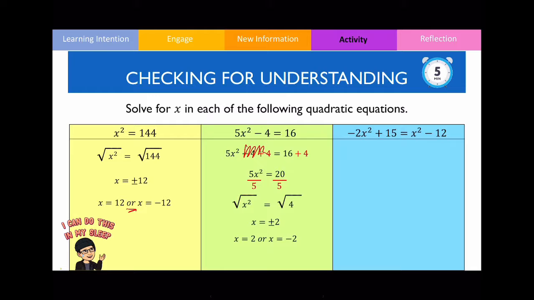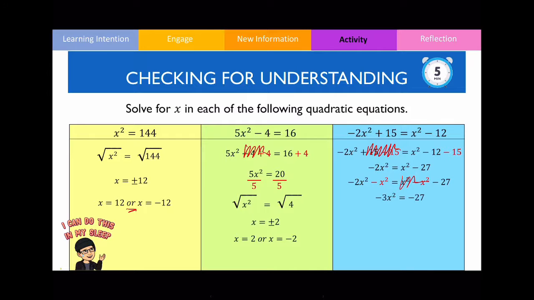And for my very last example over here, it's just a bit more complex. So let's collect the like terms. So I want to subtract 15 on both sides of the equation. And in doing so, this will now give me negative 2x squared is equal to x squared minus 27. Let's move the x squared to the other side. So I'll subtract both sides by x squared.